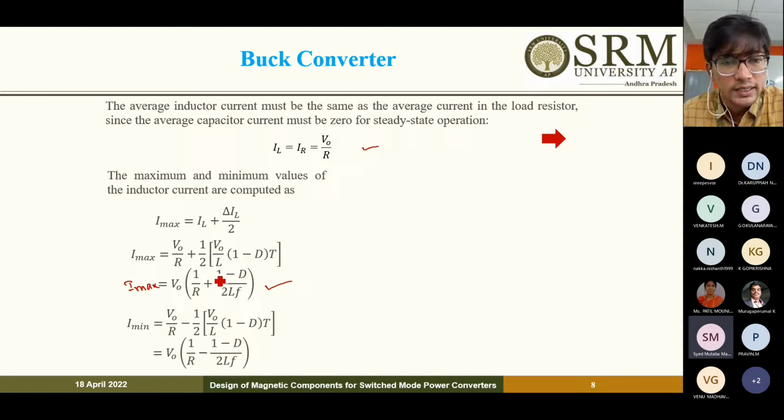Similarly, the minimum current is one more important parameter to find the critical value of inductance. This is the minimum current, that is IL minus del IL by 2. Simplifying, we get V0 into (1 by R minus (1 minus D) by 2LF). This is the minimum current.